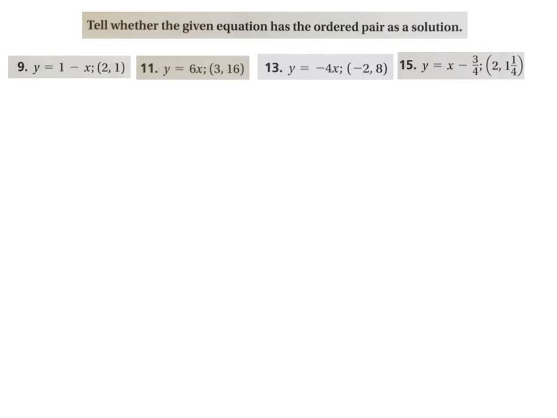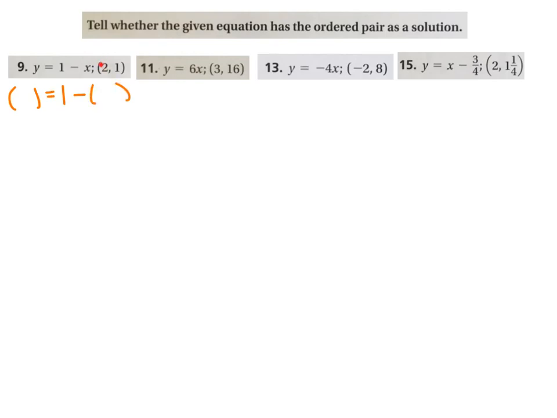Okay, tell whether the given equation has the ordered pair as a solution. So this is not unlike a proof. We're going to take the equation and write it with parentheses. We already have the original equation written there. I'm looking at number 9 right now. So we'll take the original equation, and we will write parentheses wherever there's a variable.